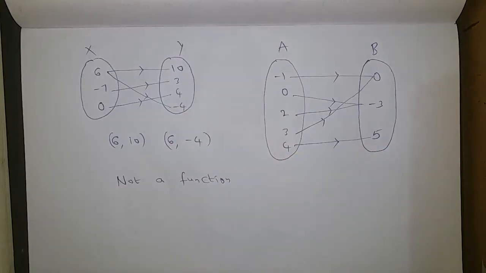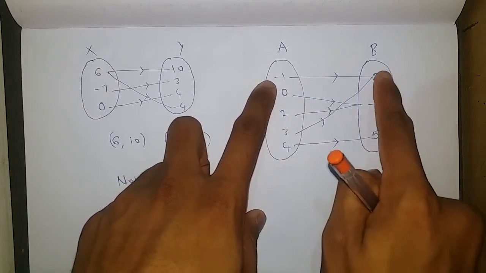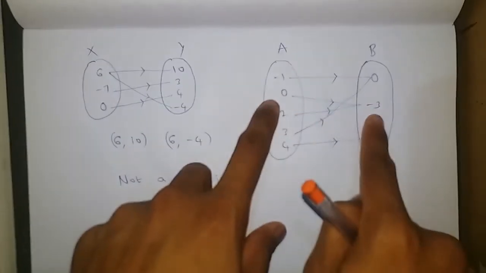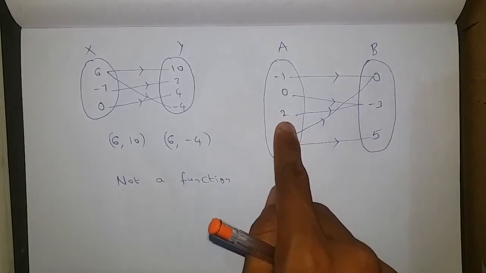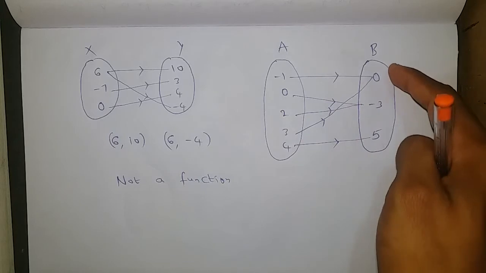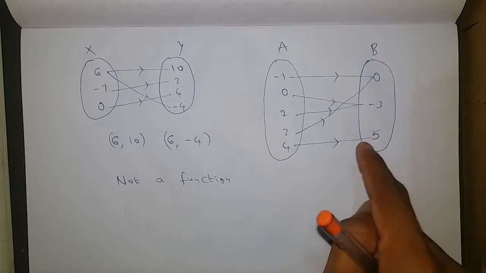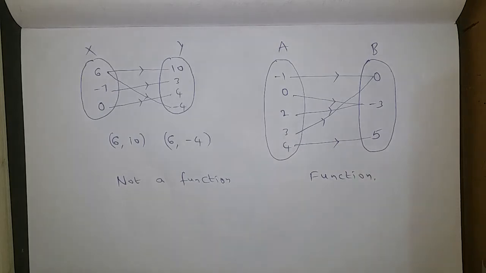Next, the second condition: every element of set A should have only one image. For minus 1 the image is 0, except that no other image is there for minus 1. Next, for 0 the image is minus 3, so except minus 3 no other image. For 2, minus 3, only one image. For 3 it is 0, only one image, no other image. For 4 the image is 5, so only one image. So it is satisfying both the conditions, so it is said to be a function.